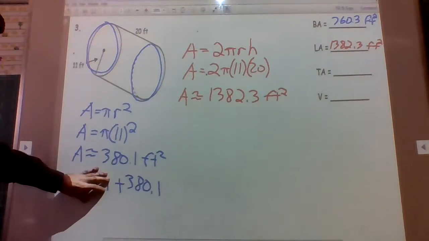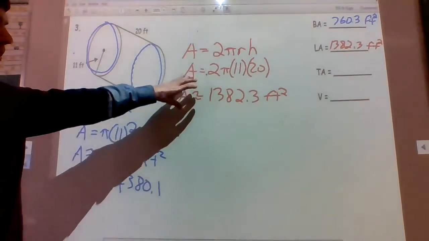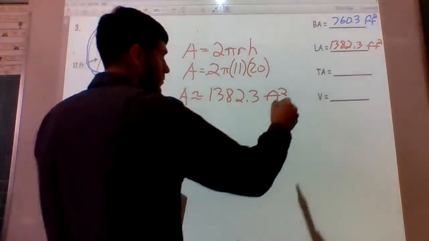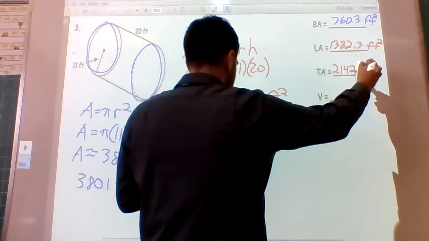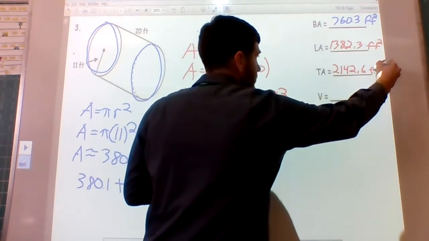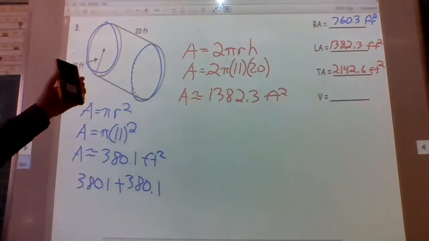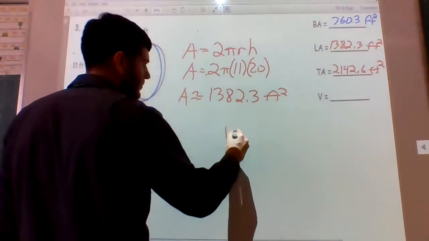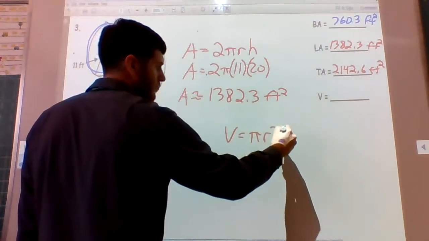You add the area of the top circle, the bottom circle, and the lateral area to get the total area. So that's 760.3 plus your lateral area there, and that gives you a total of 2,142.6 feet squared. So if you needed to wrap up the cylinder, you would need 2,142.6 square feet of wrapping paper. Okay, and then volume. Pi r squared h.